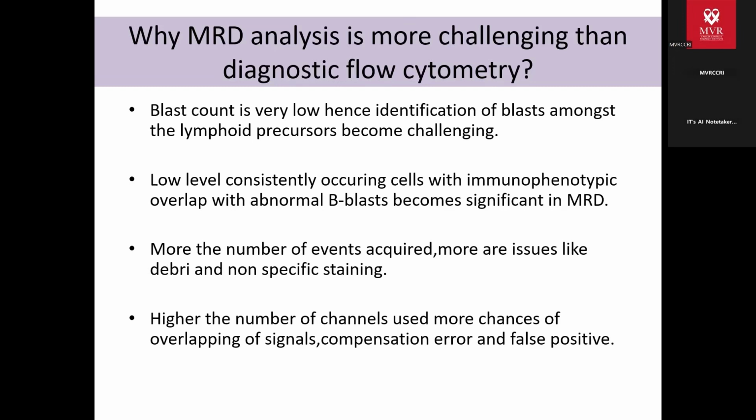Then the higher the number of channels. We have flow cytometry machines which are 4 color, 6 color, 8, and now 13 color flow. Ours is a 10 color flow. So the number of channels increases. Each channel has a specific wavelength and fluorochrome. However, some of the signals from one wavelength will fall into the other, which can be falsely positive. So the more channels, the more colors we are dealing with, the more issues of compensation, overlapping of signals, and false positivity. These are all the reasons why MRD is more challenging than diagnostic flow cytometry.